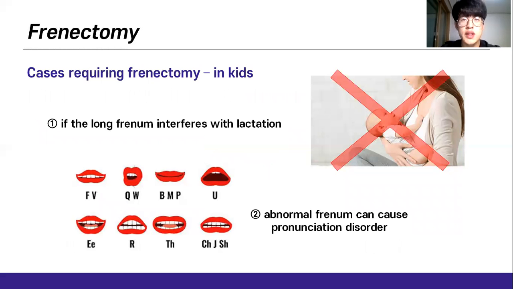Then, when do we need to have frenectomy? In kids, there are two cases which require frenectomy. First, if the frenum of an infant is too long, it can interfere with lactation. It is necessary to cut a little frenum through surgery at this time. Second, when a child starts learning to speak, a frenum that is too close to the tongue can cause problems with pronunciation.